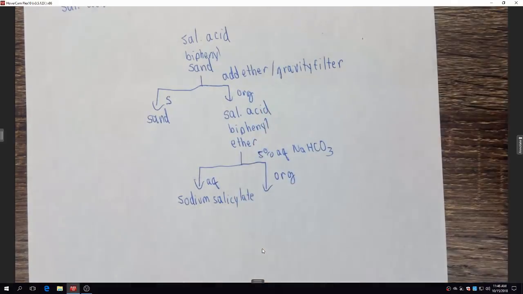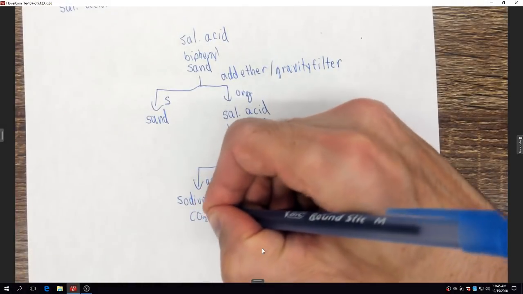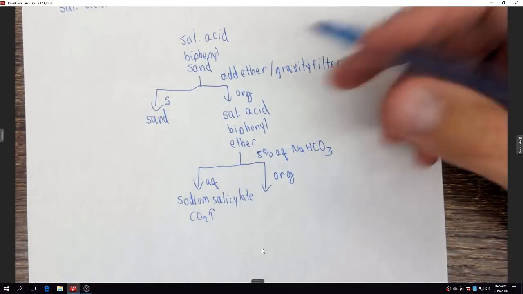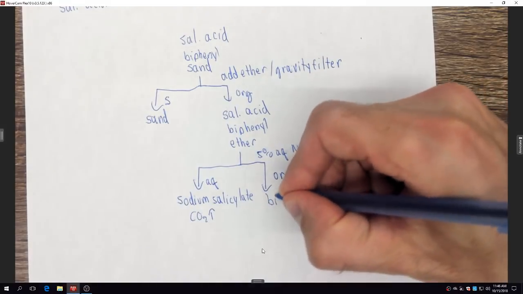All right, just so I can spell it properly. Sodium salicylate. And we're going to get carbon dioxide bubbling out, so I'm just going to write it like that. In our organic layer, we still have our biphenyl and our ether.